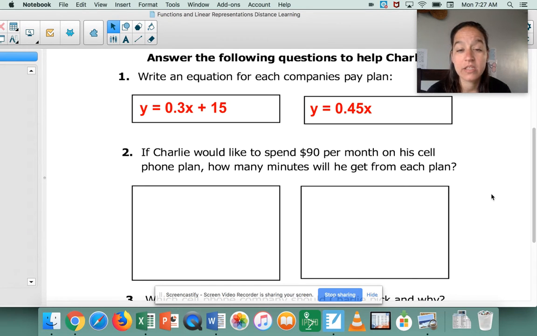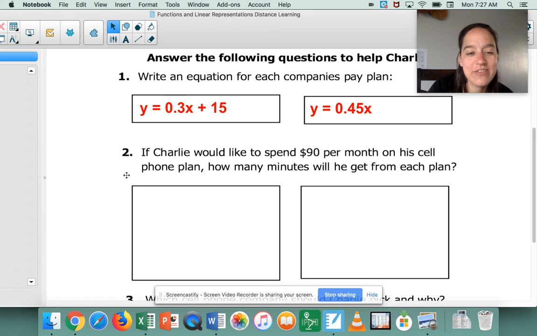So now the question is, Charlie would like to spend $90 per month on his cell phone plan. So he knows, I have $90 to spend. That's it. I'm going to spend it. Which one's a better plan? Do you get more out of being Chit Chat, or do you get more out of being Stay Connected? Well, the only way to do it is math.